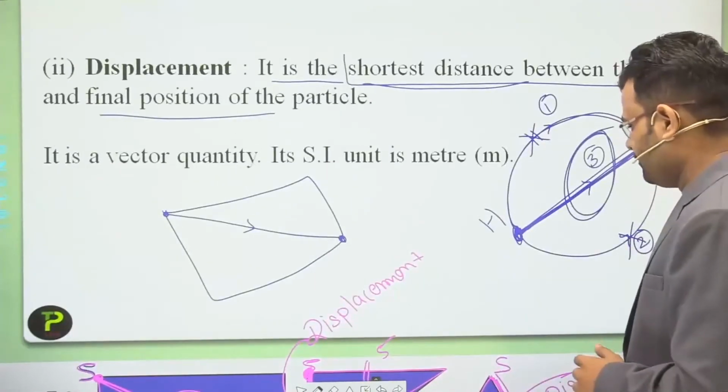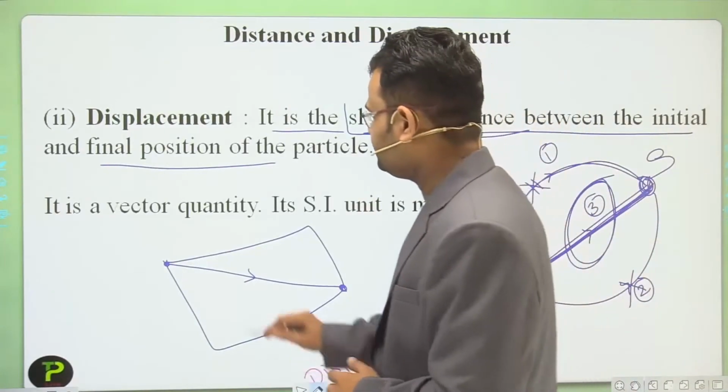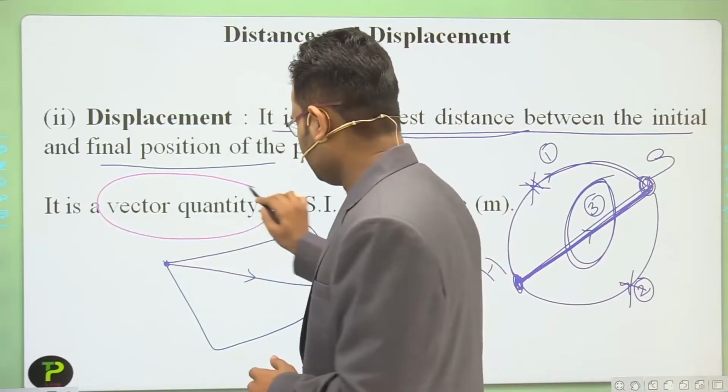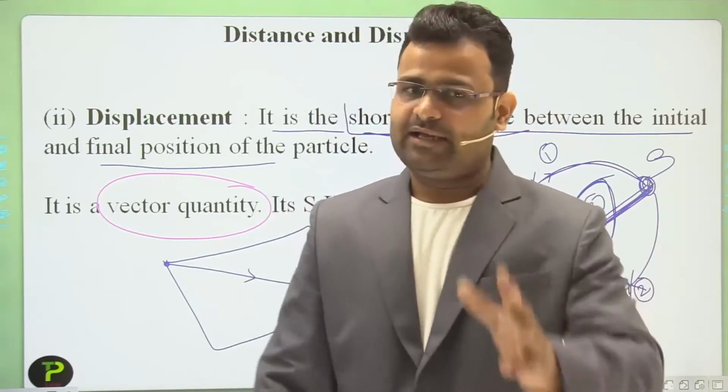Okay, students. Now, after that we discuss the properties: it is a vector quantity. Vector quantities means it has a magnitude as well as a direction.